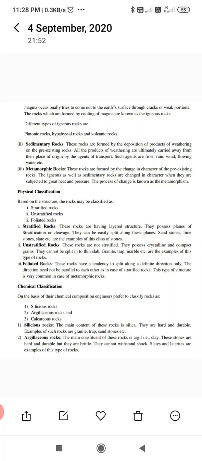The third one is metamorphic rocks. These rocks are formed due to the change in the character of pre-existing rocks. The igneous as well as the sedimentary rocks change in their character when they are subjected to great heat and pressure. The process of change is known as metamorphism.